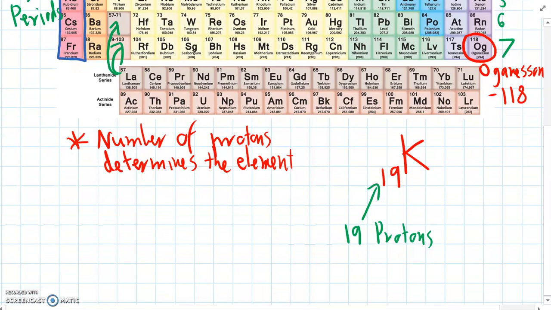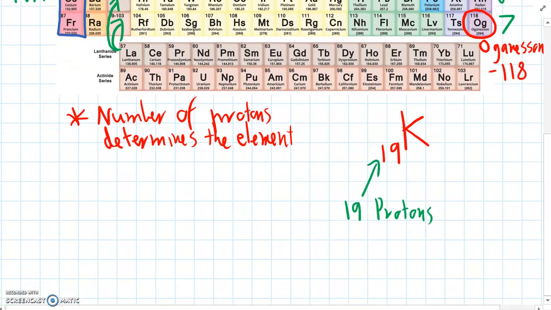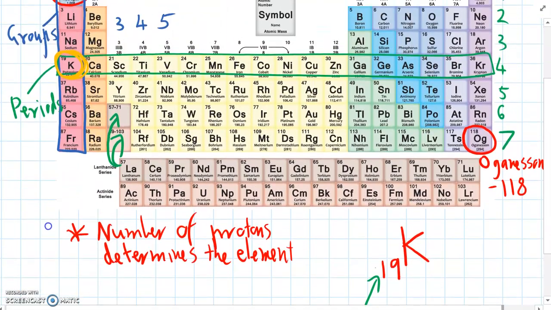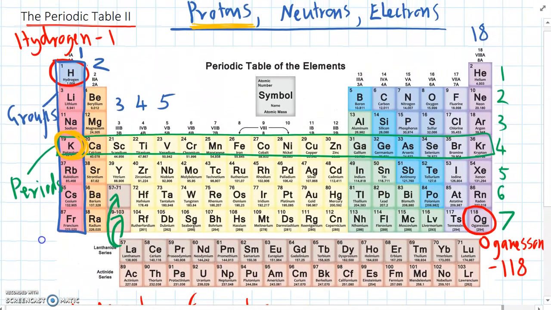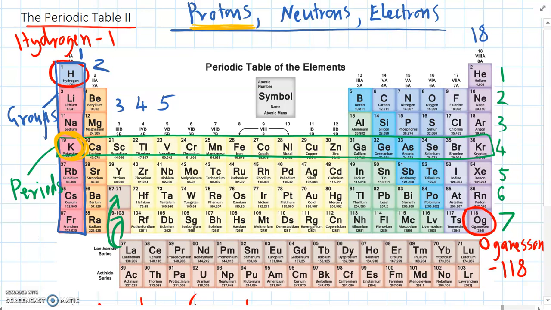And we also remember that atoms are neutral, so they don't have a charge, which means every atom normally also has the same number of electrons, which are negatively charged. So potassium atoms will also have 19 electrons. So now we can look at the atomic number of any different element and that would tell us the number of protons straight away.